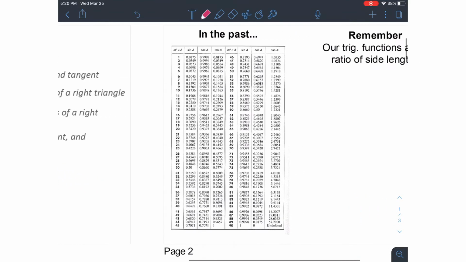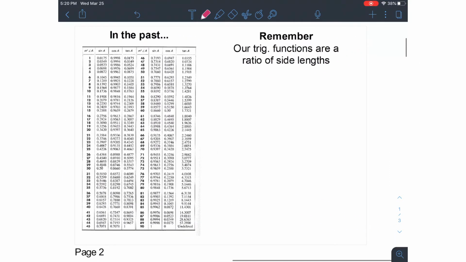So the first part, good news for you. This is what you had to do for trigonometry in the past. You had to consult a table in your book, and for example, if I wanted to know the sine of 15 degrees, I would have to follow the table and find that value, and know that if I were to make a triangle with 15 degrees, the opposite and the hypotenuse would make a ratio equal to 0.2588.